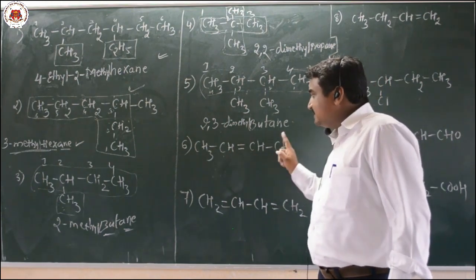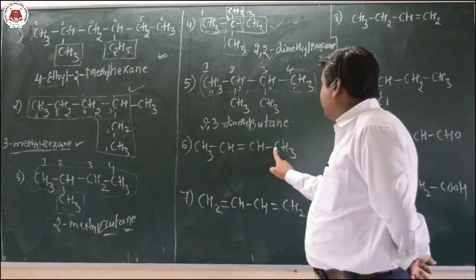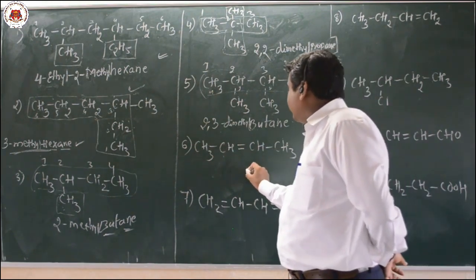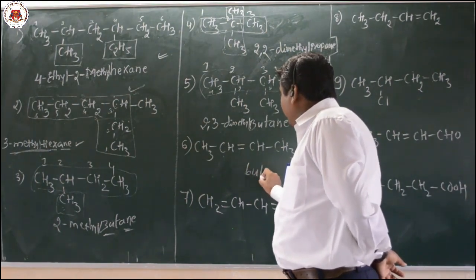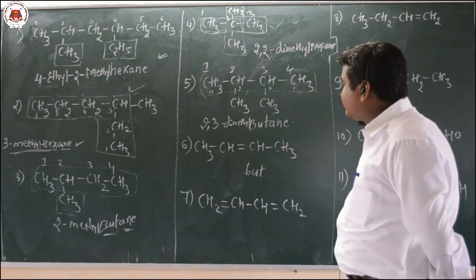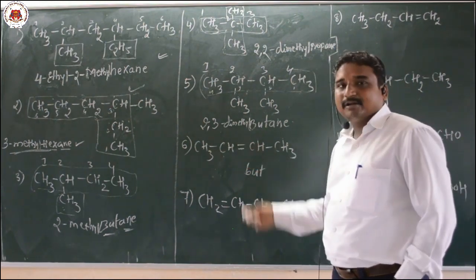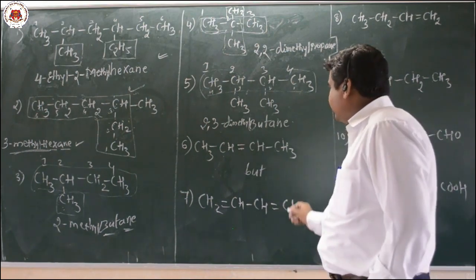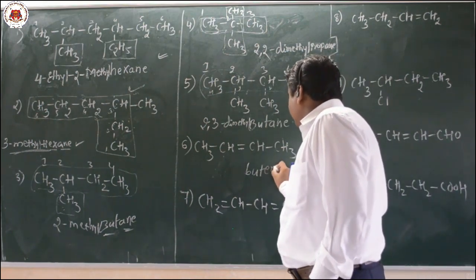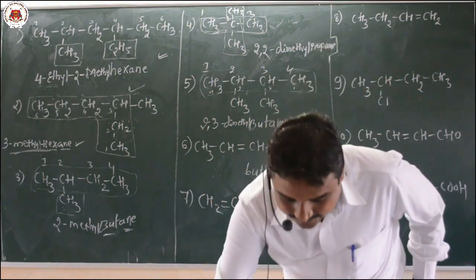Now the sixth one. I have already written the same example here. The number of carbon atoms is 4, so the root word is but, and the primary suffix is: the compound contains a double bond, hence the primary suffix is ene.